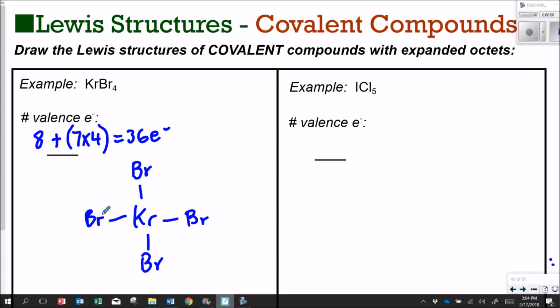We make each peripheral atom have 8 electrons. So we have 2 in the bonded area here, 3, 4, 5, 6, 7, 8. And the same thing for each bromine around the krypton.